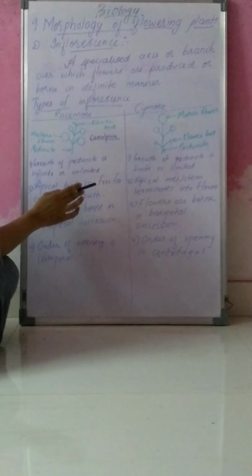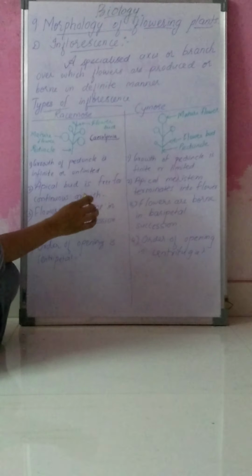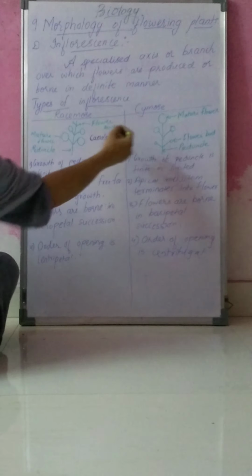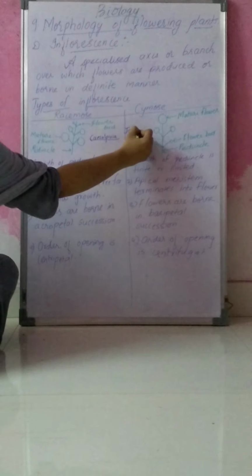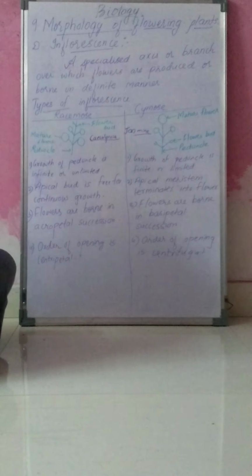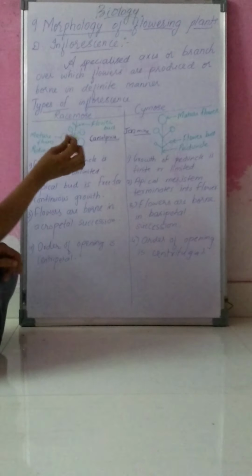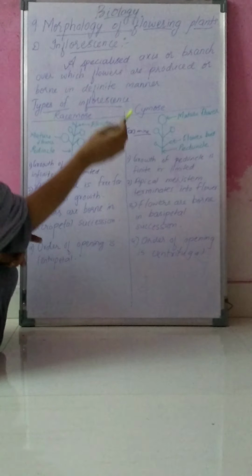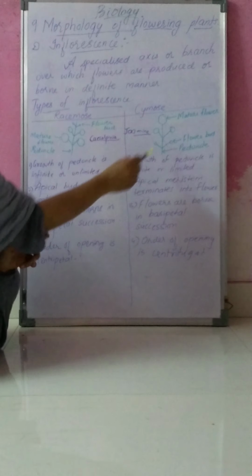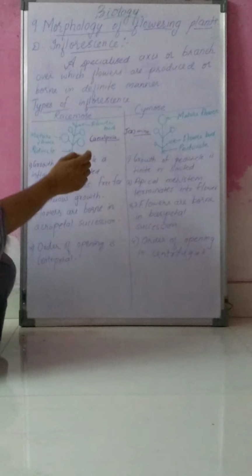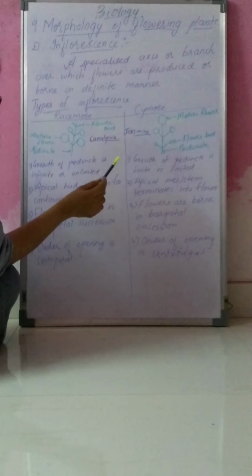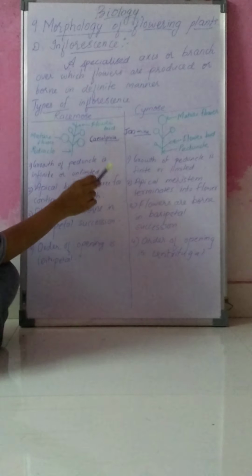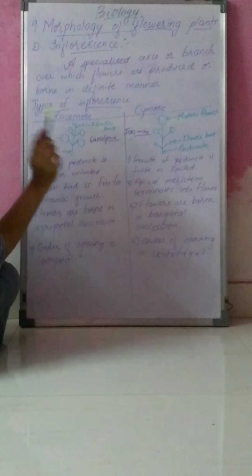The next type of inflorescence is known as cymose inflorescence. Cymose inflorescence example is jasmine. If we see this cymose inflorescence, you can see here also we require two things. One is peduncle and the other one is flower. Now you can see this axis we call it as peduncle and this is the flower. Here the growth of the peduncle is finite or you can say as limited growth.